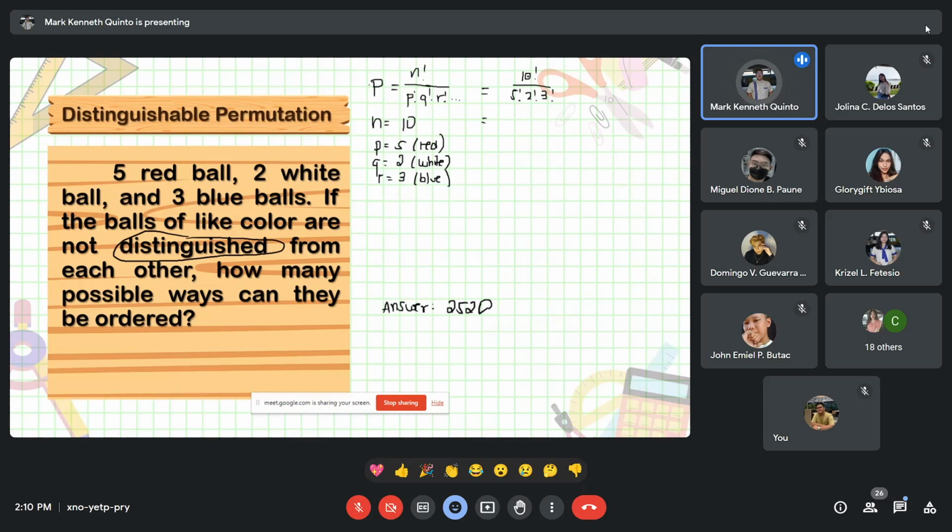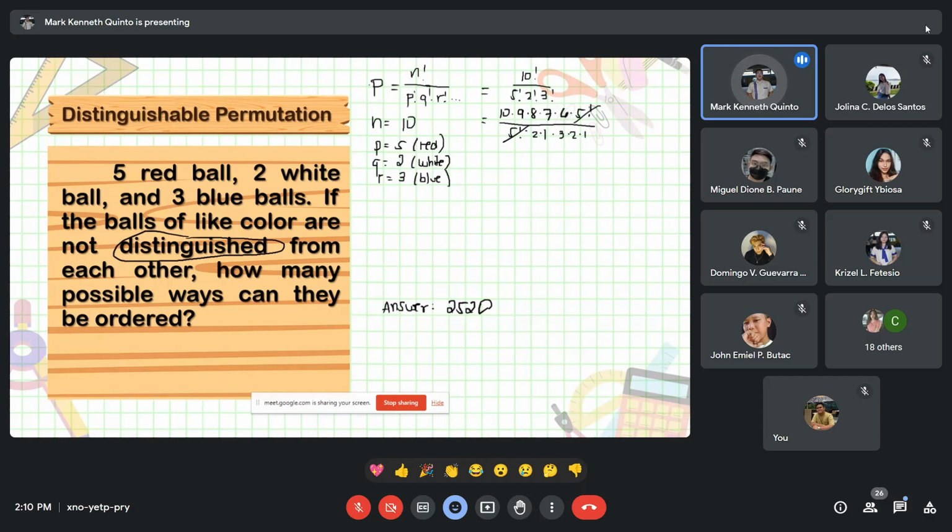So let's try to solve this. Again, what is the largest factorial, or largest number, in the denominator? We have 5 factorial. So when we expand 10 factorial, we only go down to 5 factorial. So we have 10 times 9 times 8 times 7 times 6 times 5 factorial. Then 5 factorial, we won't expand. Only the 2 and the 3. So 2 times 1 times 3 times 2 times 1. So the 5 factorial cancels out.